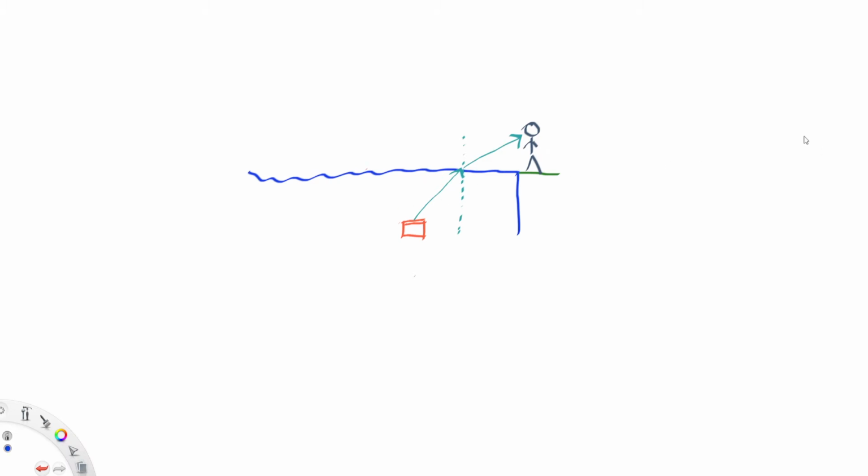So if you know that, say, the depth of this pond is 3 meters, and you yourself are 2 meters tall, how far from the shore is the treasure chest?